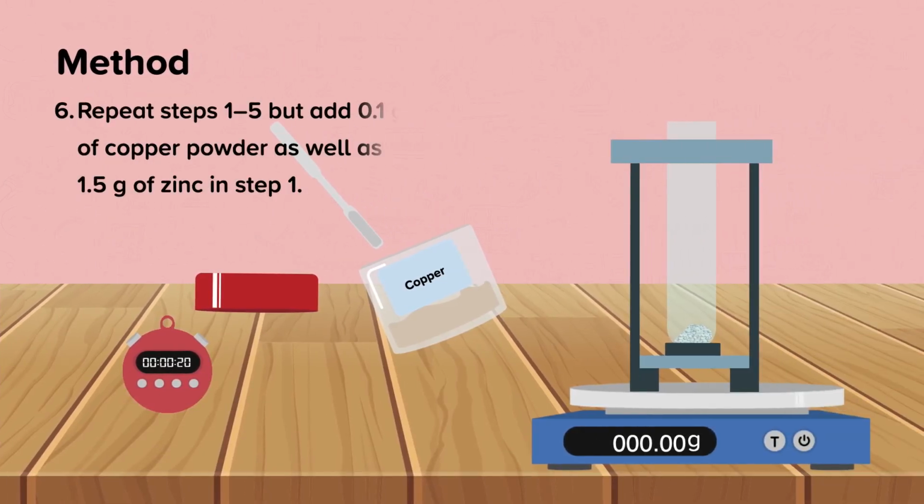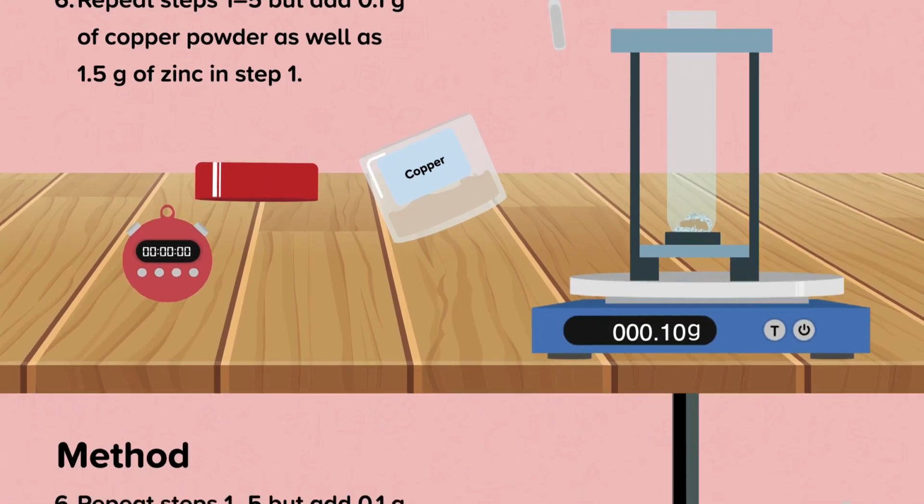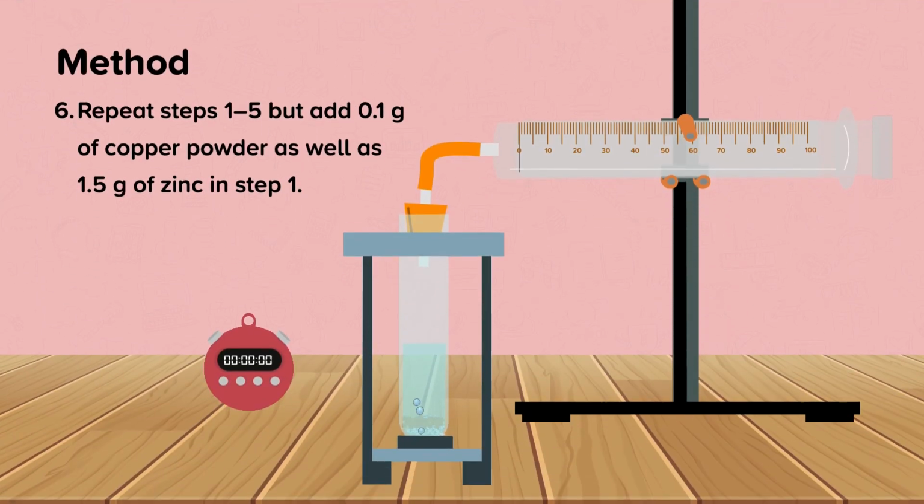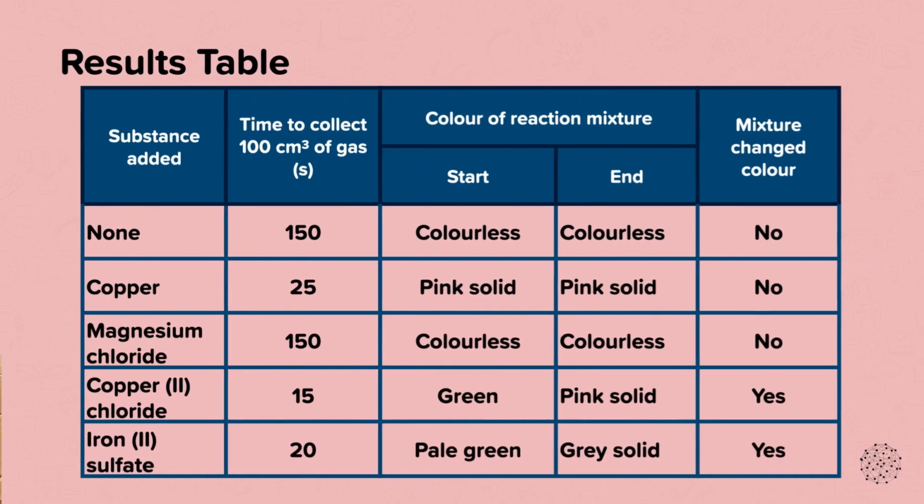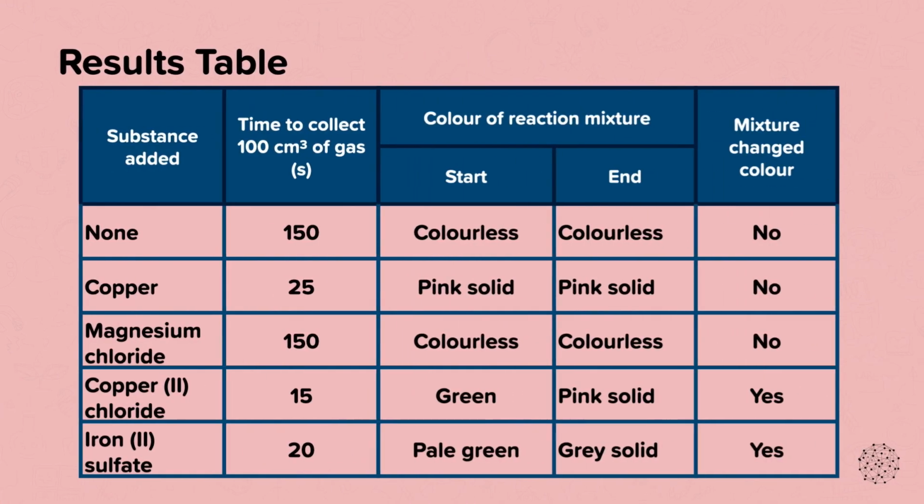So, repeat steps 1 to 5, but add 0.1 grams of copper powder as well as 1.5 grams of zinc in step 1. Measure the time taken to produce 100 cm³ of hydrogen gas in the gas syringe. Here is the complete results table for the experiment.